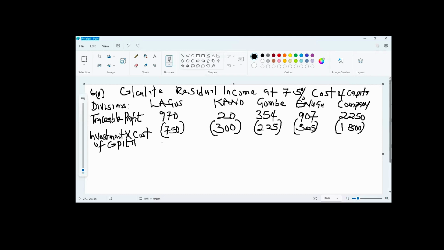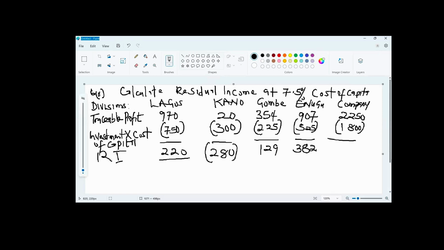You can get your residual income now. Residual income, please subtract. 220. Negative 280. This division is not doing well. It's doing very badly. 129. 382. 450.